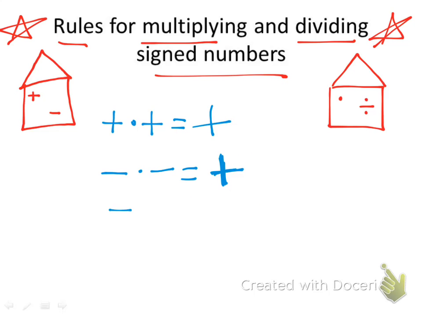Now, what if you have one of each? I have a negative times a positive. This is when your answer is negative. It doesn't matter which one's bigger. I don't care. That was yesterday. Wrong house. Same thing if the positive number comes first. If it's positive times negative, it's also negative. So those are the rules for multiplying.